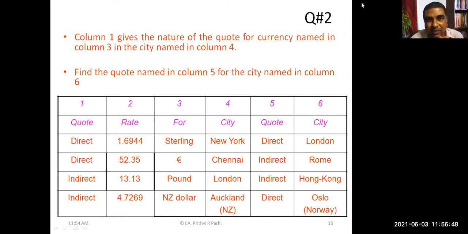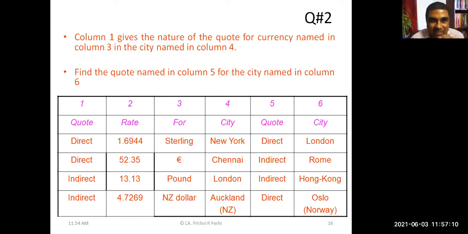Column 1 gives the nature of the quote. That means it talks about whether it's a direct quote or an indirect quote. Let us see whether we will be able to understand these quotes in the international market. Column 1 gives the nature of quote. Are you watching it, all of you? Yes, sir.